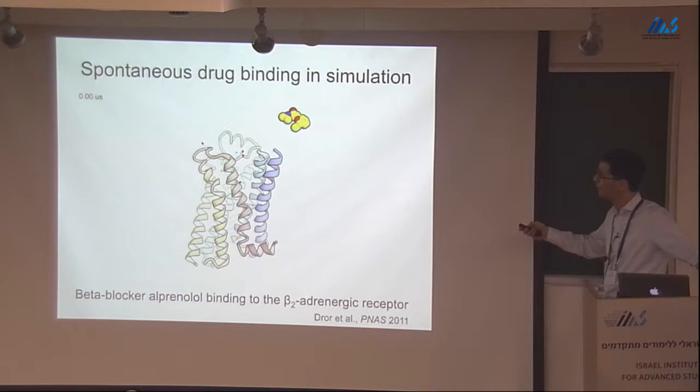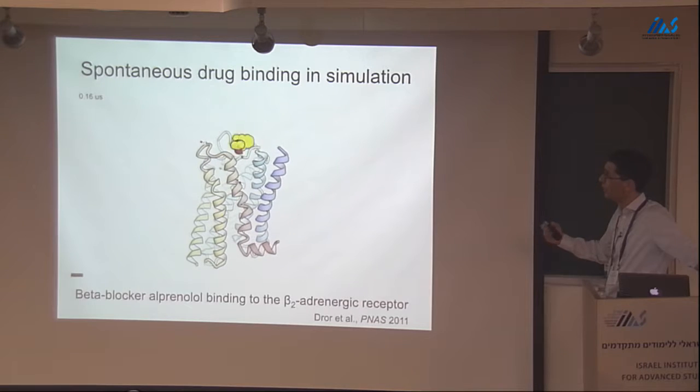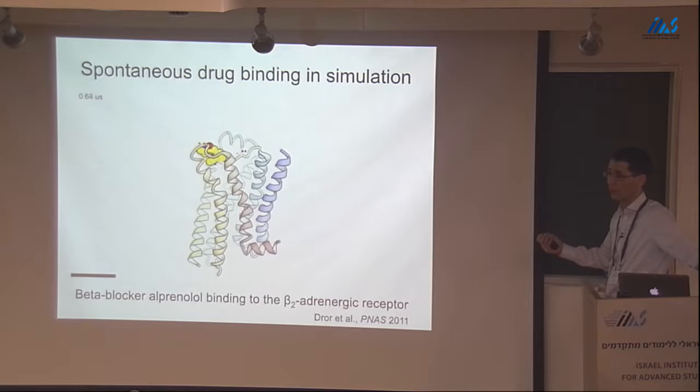And then we take a drug molecule. This is a beta blocker, alprenolol. So it's a drug used to treat heart attack and hypertension. And we just place that drug molecule randomly in the water surrounding the receptor. And then we run a simulation. The simulation doesn't know anything. We don't tell the simulation anything about where that drug should bind.